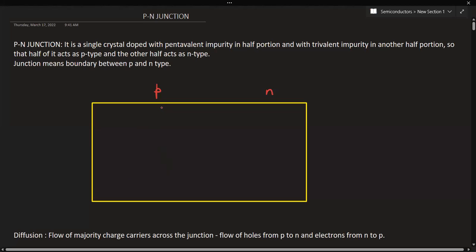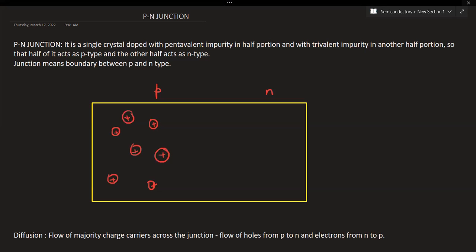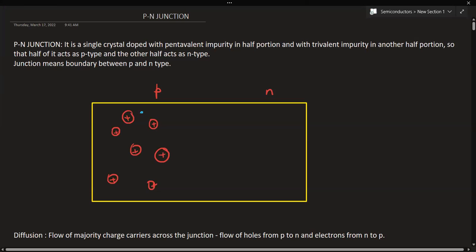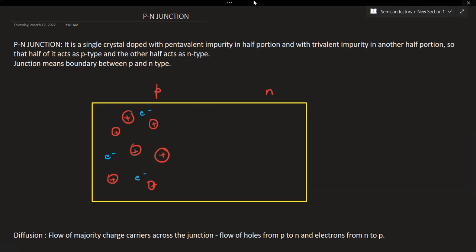So I dope it with trivalent impurities. This half of the crystal will be P-type, and the other part that is doped with the pentavalent impurity will be the N-type part. So if this is the P-type part, it means it will have more holes. Holes will be in majority, while there will be electrons, but electrons will be the minority charge carriers.